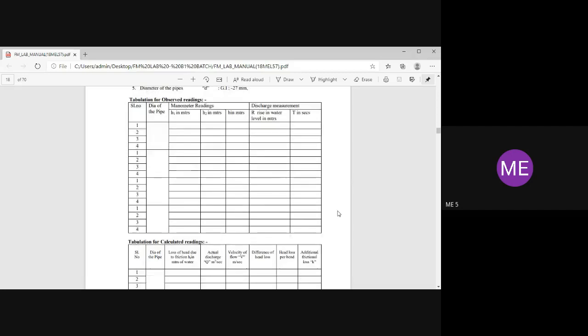So this is the first tabular column, tabulation for observed readings, and this one is tabulation for calculated readings. You note down this one. Only two rows you can write. It's not four, not required. Only these two rows are enough. Readings are less here. One is for straight pipe and one is for bent pipe. That's it.